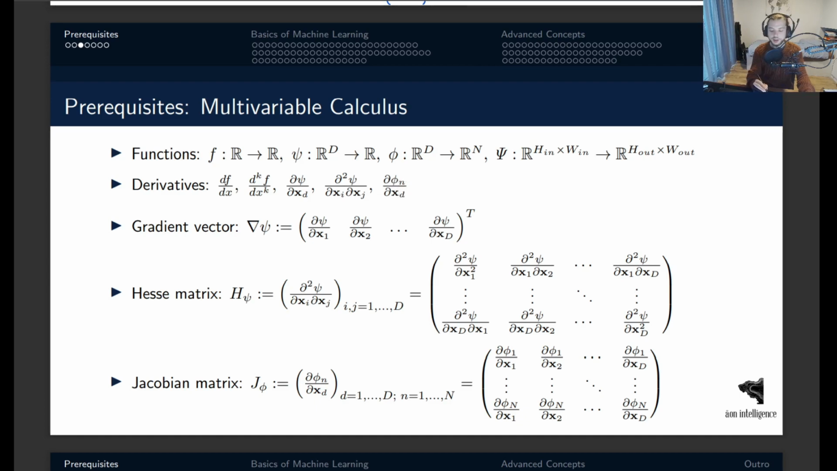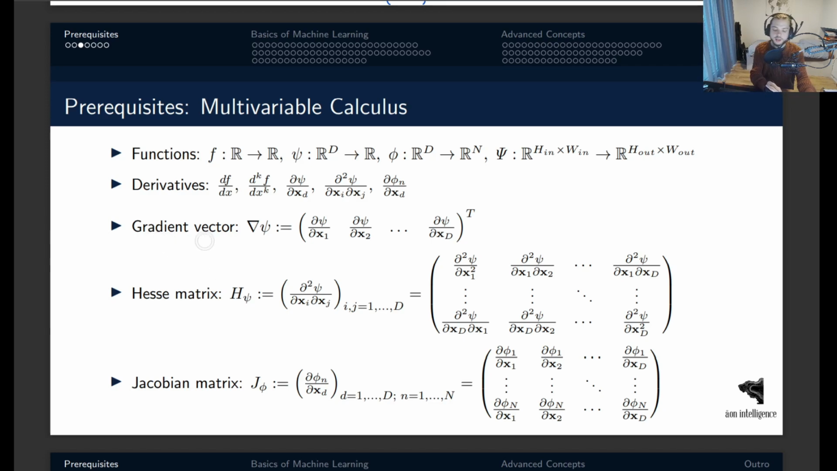If you have a function phi that has n-dimensional output, you can find the partial derivative of the nth entry of the output vector with respect to any of the entries of the input vector. And this is what I mean with this notation. Now, the good thing is that there's not much more that I expected you to know about multivariable calculus. We'll just now define some objects where we collect certain kinds of partial derivatives.